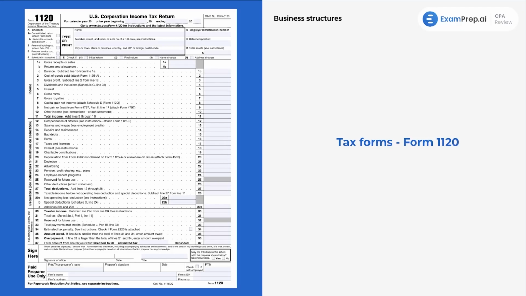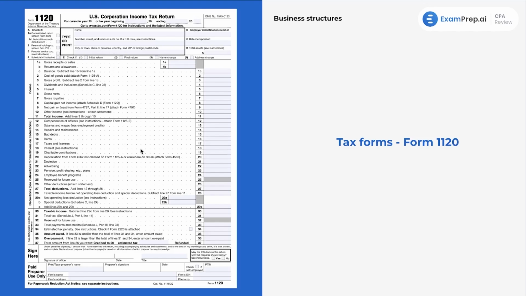All right, here is our beautiful 1120. We are going to get into C Corps, moving into C Corp territory. And the 1120, well, first off, memorize that that belongs to the C Corp entity type. And then the 1120S will be the S Corp tax return.